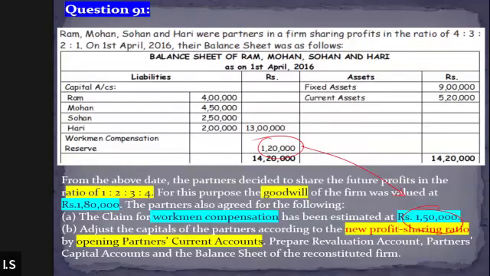Amount of reserve. Okay, so the claim is greater than the amount of reserve. Then the question is telling us to adjust the capital of the partners according to the new profit sharing ratio, and by opening the partners' current account, prepare the revaluation account, partners' capital account, and the balance sheet.